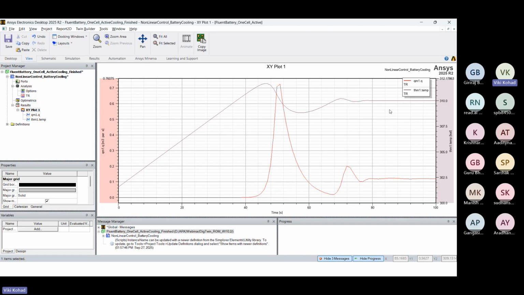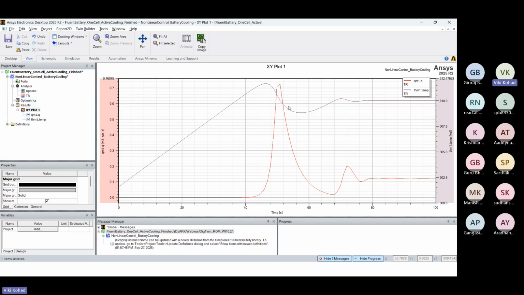As my targeted value of 310 Kelvin is reached, here the temperature goes beyond my targeted value. So as the temperature goes beyond the targeted value, what is the flow rate now? It gives a positive flow rate. Positive means the flow rate increases suddenly.